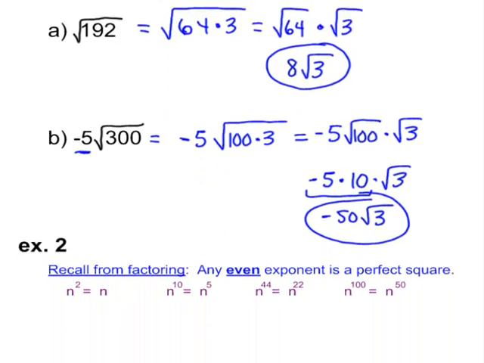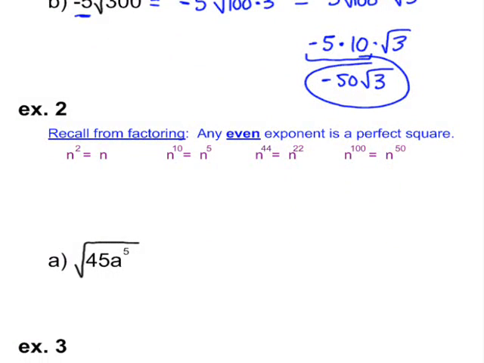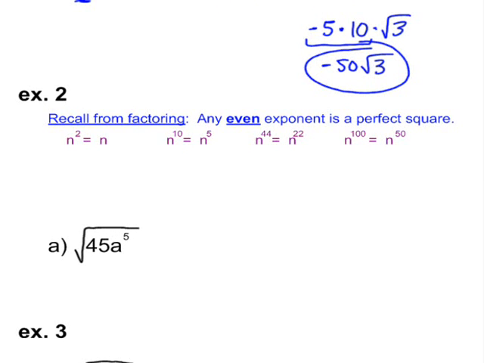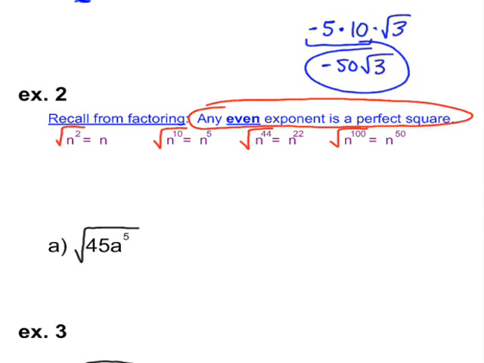Example 2, we're going to have to remember some more stuff from factoring. If you'll remember when we were talking about perfect square trinomials, sometimes we would take the square root of a variable that had an exponent, and when you do that, we have some easy results here. We said that the square root of n squared was n to the first, square root of n to the 10th is n to the 5th, and if you'll notice the pattern here, all you're having to do for even exponents is just divide by 2. And as you can see from our statement up here, any even exponent is a perfect square. So as long as you have an even number for your exponent, you can take the square root of it and then get a solid answer. Something that's not going to be crazy.